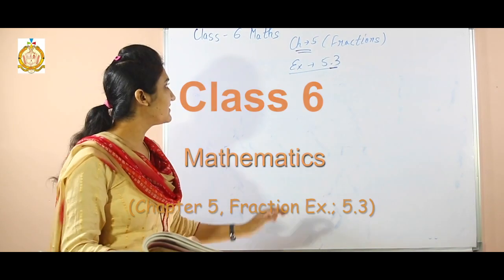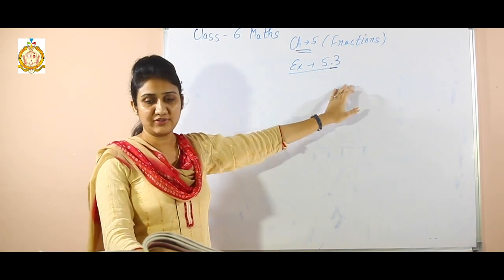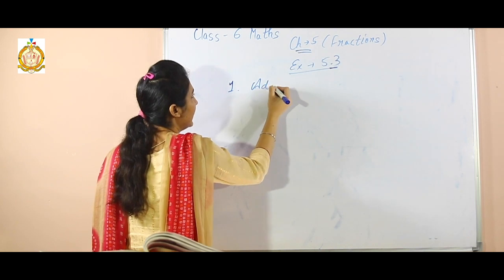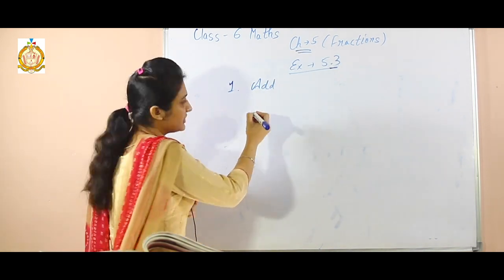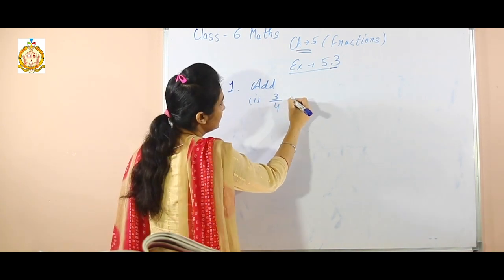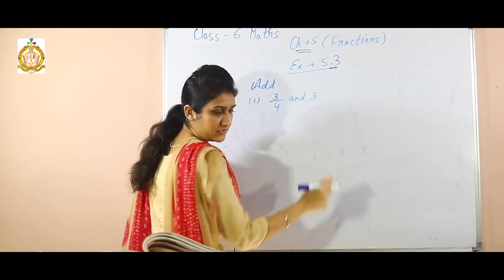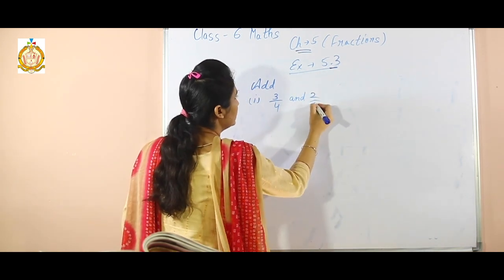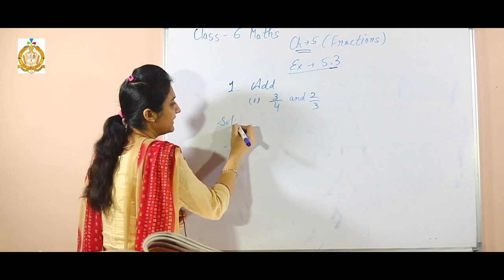Now we shall discuss our exercise 5.3. In the first part we have to add the fractions. The first fraction given is 3 by 4 and 2 by 3. So how can we add the fractions?